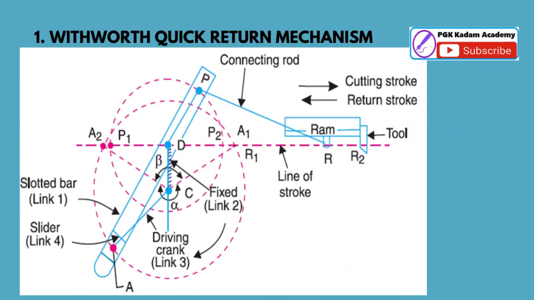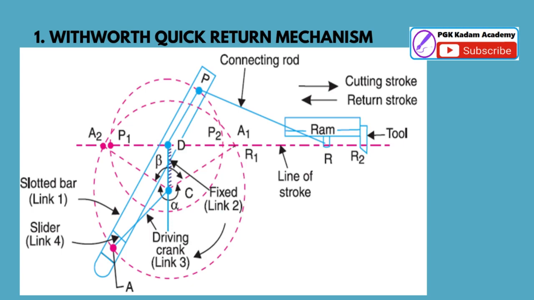In this mechanism, the slider in the slotted bar is connected to the driving crank 3. When the crank rotates in the clockwise direction with uniform speed, the slider C, which is attached at the end of the driving link, slides inside the slotted bar and the slotted bar oscillates about pivot point B. As the slotted bar oscillates, link 5 is attached at the end of slotted link 1, which carries the ram and tool. The ram will move in a forward and backward direction. The return stroke or idle stroke is faster than the forward stroke in this mechanism.